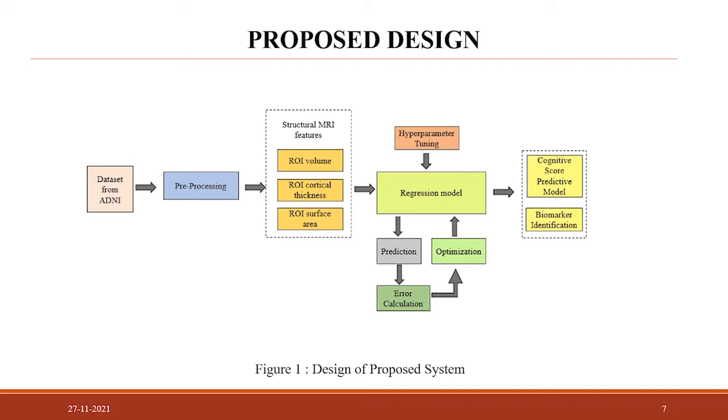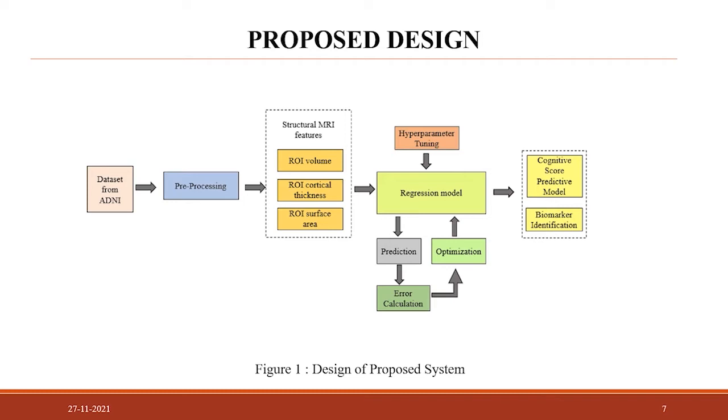From the pre-processed data set, the structural MRI features are selected. The selected feature set has 318 structural MRI features. These 318 features are from the ROI volume, ROI cortical thickness, and ROI surface area. ROI is the region of interest, which refers to various brain regions. The variables to be predicted are the MMSE score and ADAS-13, where MMSE measures the cognitive impairment and ADAS-13 assesses the severity of cognitive symptoms of AD.